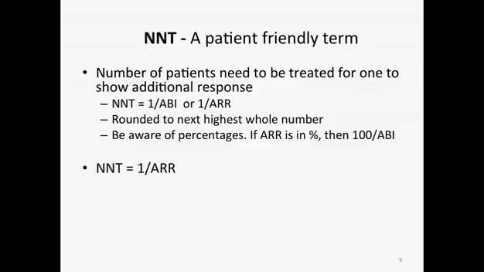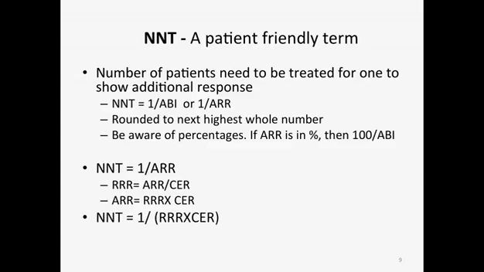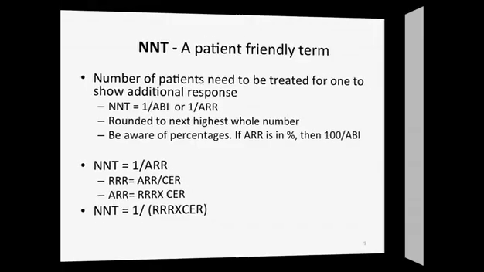NNT can also be calculated from RRR and CER. We know that NNT is 1 by ARR. We also know that RRR, as I showed in the previous slide, is same as ARR divided by CER. From this formula, we can now say ARR is equal to RRR into CER. Thus, NNT is nothing but 1 by ARR, or 1 by RRR into CER.